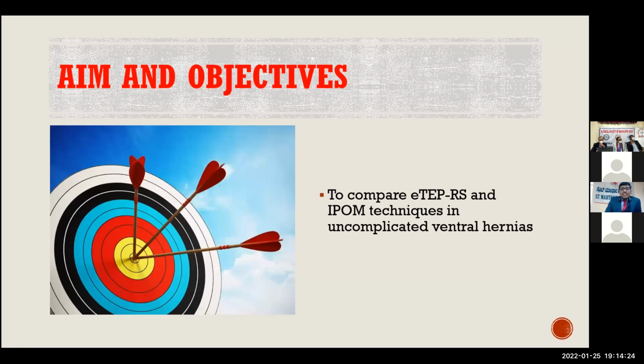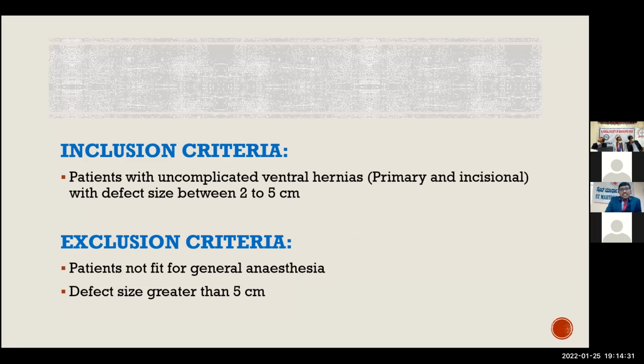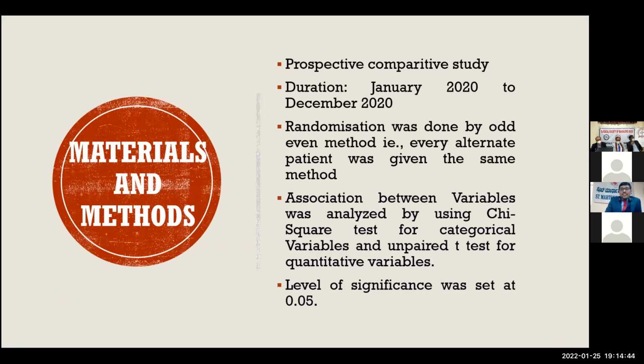Our aim of the study is to compare these eTEP-RS and IPOM techniques in uncomplicated ventral hernia repairs. We included all the patients with uncomplicated ventral hernias with a defect size between 2 to 5 centimeters and excluded patients who are not fit for general anesthesia and have a defect size of greater than 5 centimeters. We did a prospective comparative study from January 2020 to December 2020. Randomization was done by odd-even method, and association between variables was analyzed using chi-square test for categorical variables and unpaired t-test for quantitative variables, and level of significance was set at 0.05.